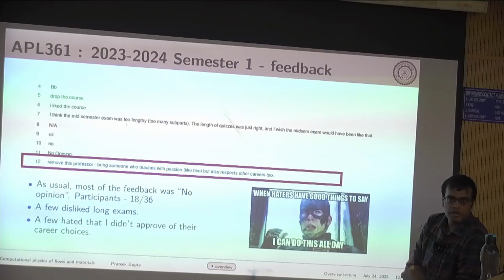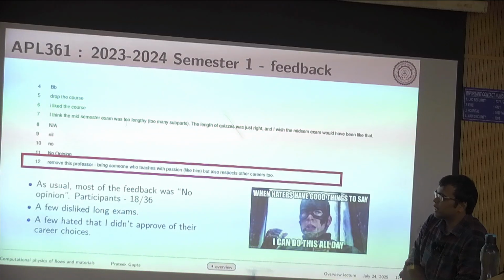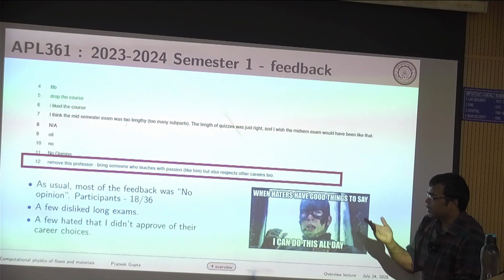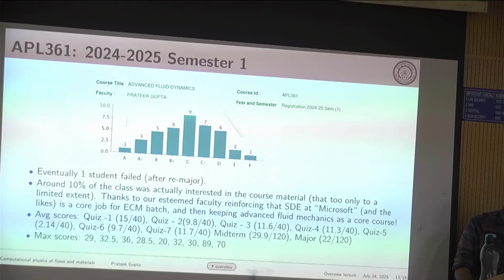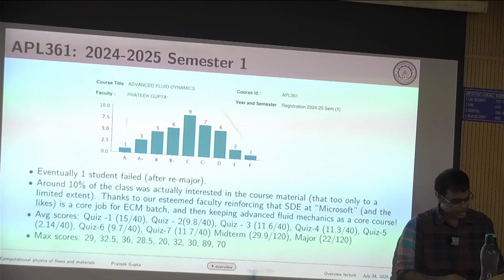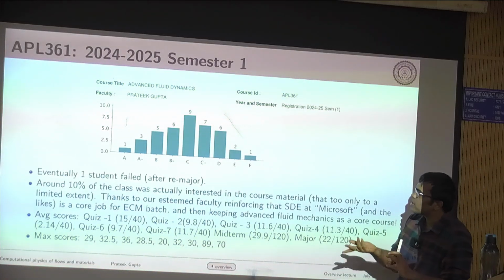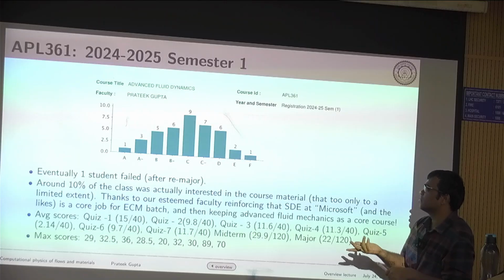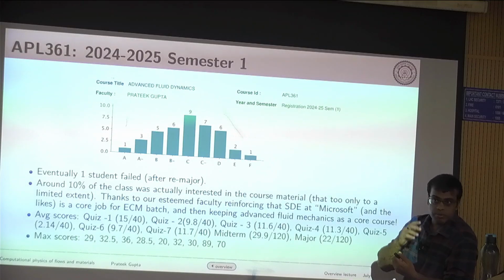There was just 50% participation in feedback. A few disliked long exams, and a few hated that I did not approve of their career choices. The year after that, which is your senior batch, in some sense was better and in some sense was worse. Eventually, one student failed. So, I guess that statistic is better, more appealing.